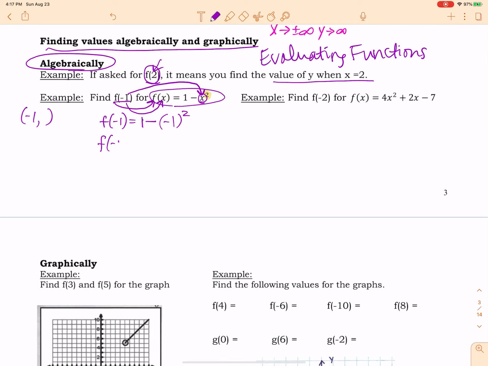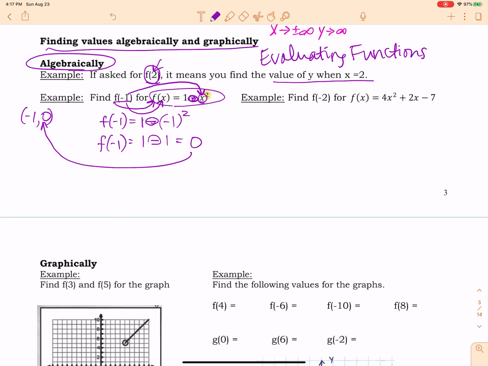So I've got f of negative 1 equals 1 minus, well, negative 1 squared is positive 1, but since this negative right here carries through the whole way, you're left with 1 minus 1, which is 0. So your ordered pair is negative 1, 0. That means that when x is negative 1 in this particular function, which you can tell, 1 minus x squared, is a parabola, it's a quadratic function, that means that at negative 1, the y value is 0. So that's what this is all about.